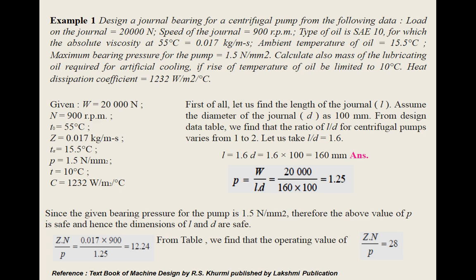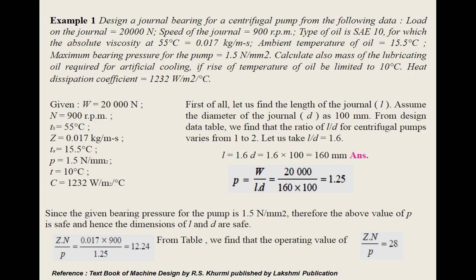The problem is: design a journal bearing for a centrifugal pump from the following data. Load on the journal is 20,000 Newton. Speed of the journal is 900 RPM. The type of oil is synthetic oil SAE 10, for which the absolute viscosity Z at 55 degrees centigrade is 0.017 kilogram per meter second, and the ambient temperature of the oil is 15.5 degrees centigrade. Maximum bearing pressure for the pump is 1.5 Newton per mm square.